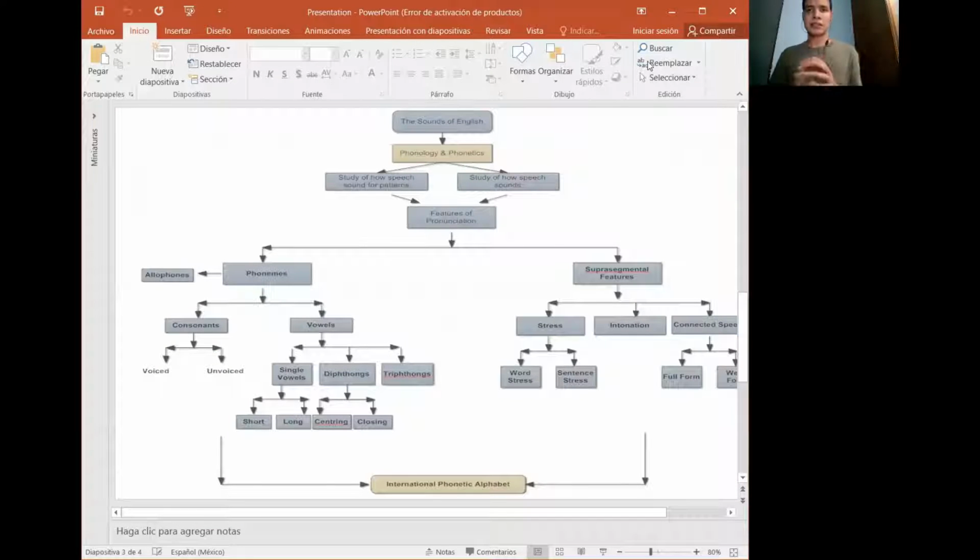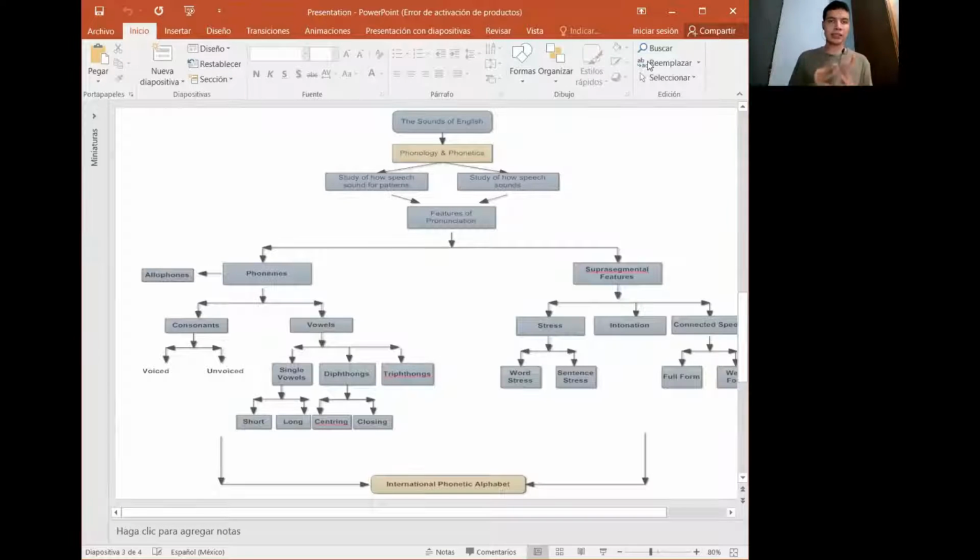The sounds of English are involved with phonology and phonetics. Phonology is the abstract aspects of sounds, and phonetics is related to the physical aspects of sounds. Then it comes down to the features of pronunciation, and they are divided into the segmental features and the suprasegmental features.